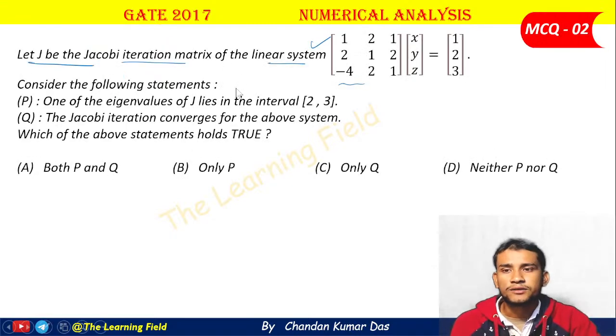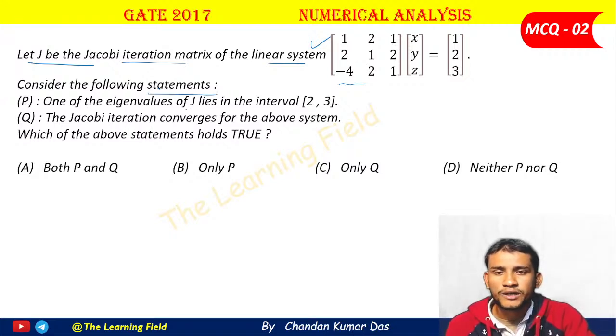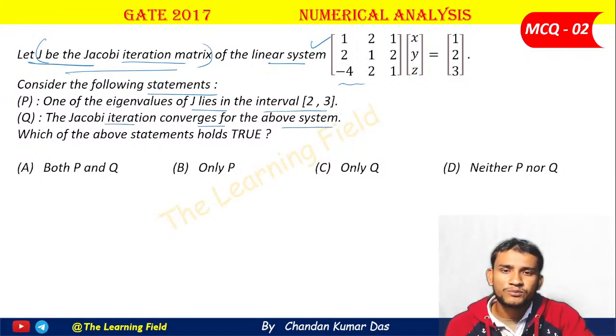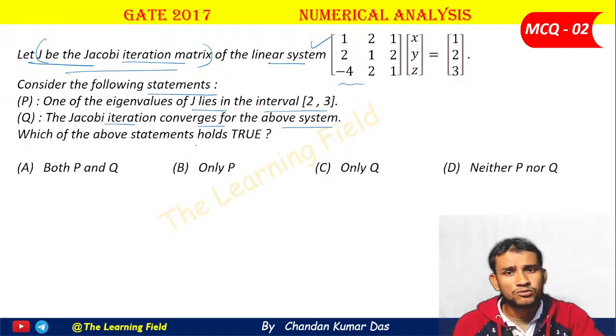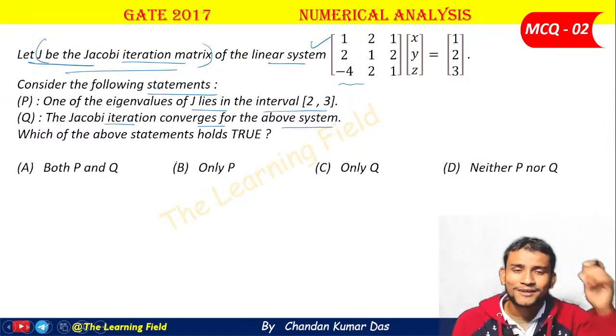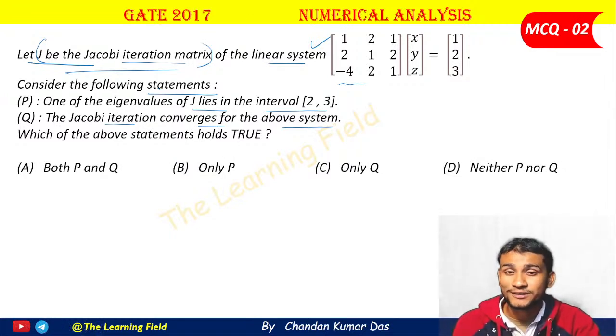Then the question says to consider two statements. P: one of the eigenvalues of J lies in the interval (2, 3). What is J? J is the Jacobi iteration matrix. And Q: the Jacobi iteration converges for the above system. We have to check which of these statements are true. This is a demanding question, thank you for commenting it. It is a very nice and interesting question.